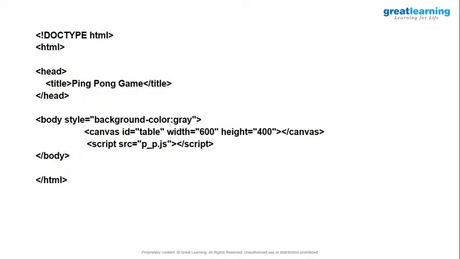Then I'm creating a canvas element with an ID, which will hold whatever graphics I create. It is within this block, which has width 600 and height 400. Then I close my canvas, and then I include my script file, that is the JavaScript file. Okay, cool. Now let's see the demo of this part.